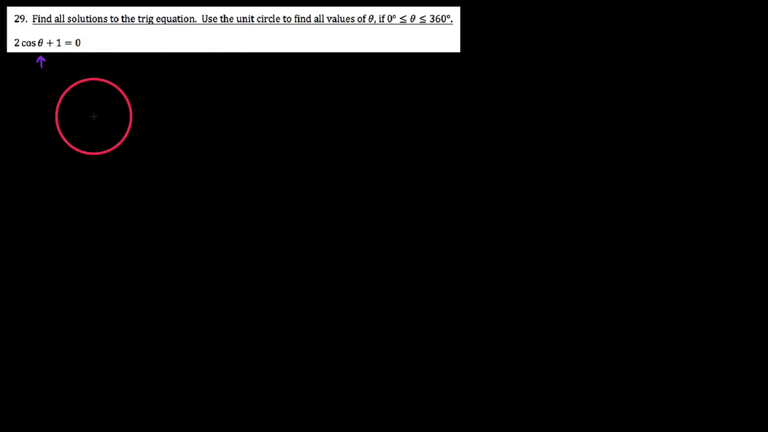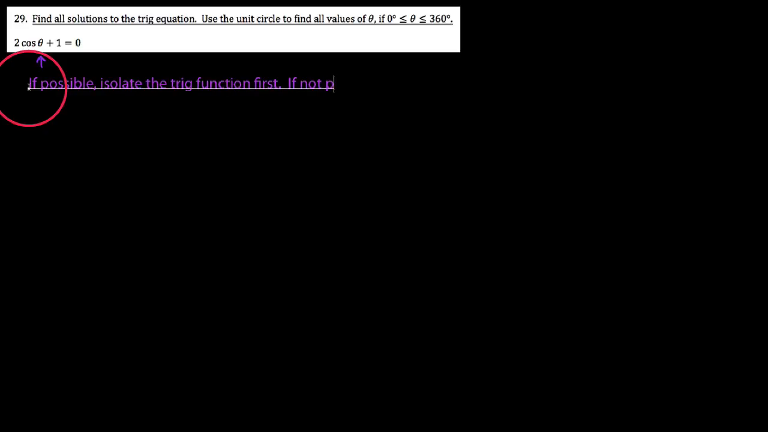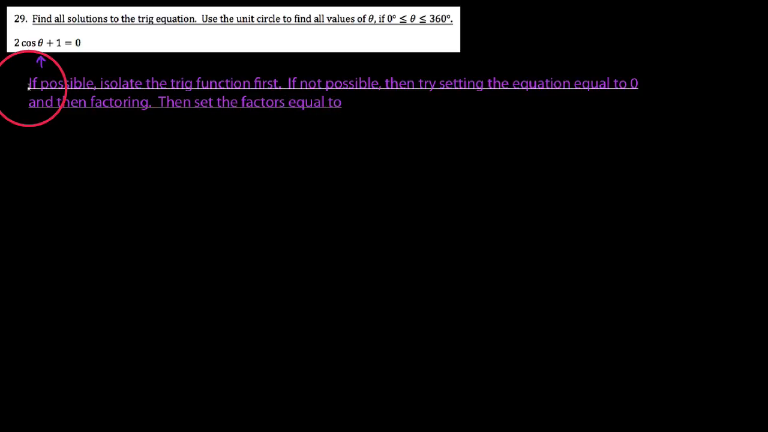When you're solving a trig equation, the first and foremost thing we're trying to do is to isolate the trig function. If possible, I'll even write a note here: isolate the trig function first. If not possible, then try setting the equation equal to 0 and then factoring. Then set the factors equal to 0 individually and isolate the trig functions.